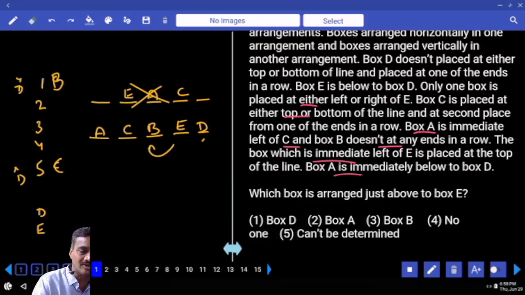A is immediately below D. Now D is here, A is here, and E must be at this place. Now this is about question numbers 1 to 5.